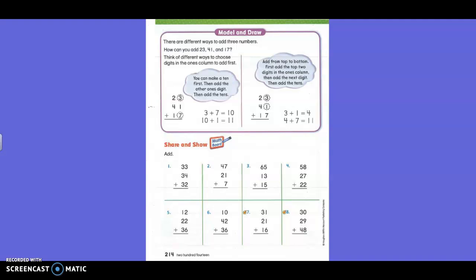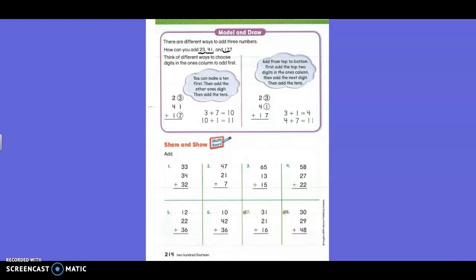All right, there are different ways to add 3 numbers. So we are going to add 23 plus 41 plus 17. On the first page, we add easy numbers. This time, we're adding 2-digit numbers. Okay? Think of different ways to choose digits in the ones column. So what I'm going to do is I would like you to just stack and add, like you've been doing.